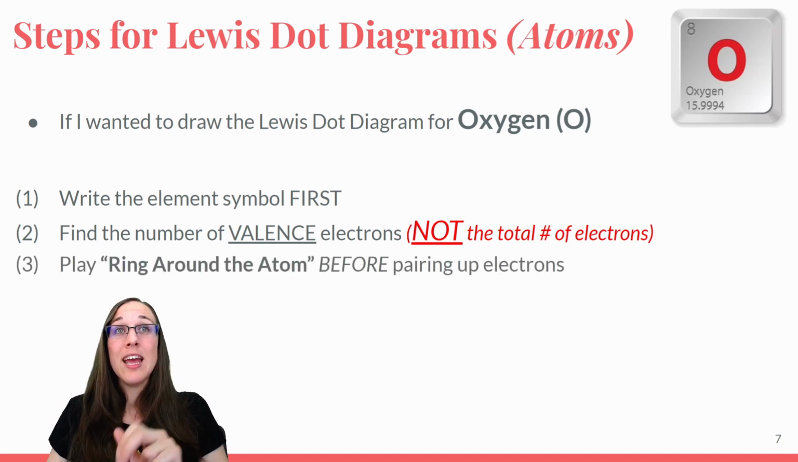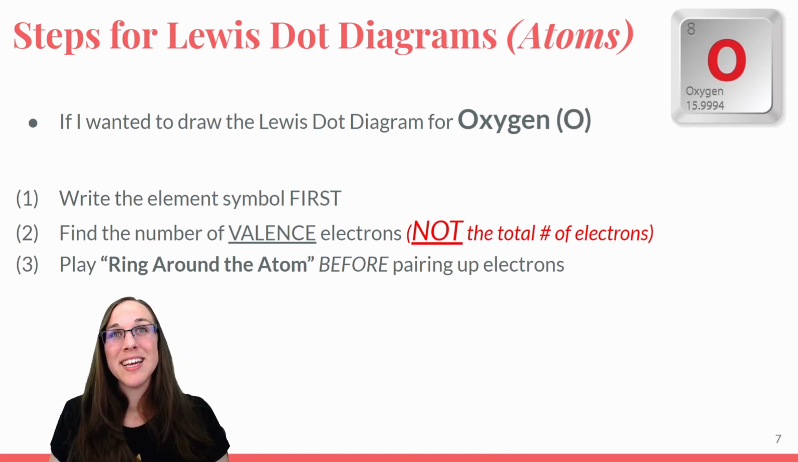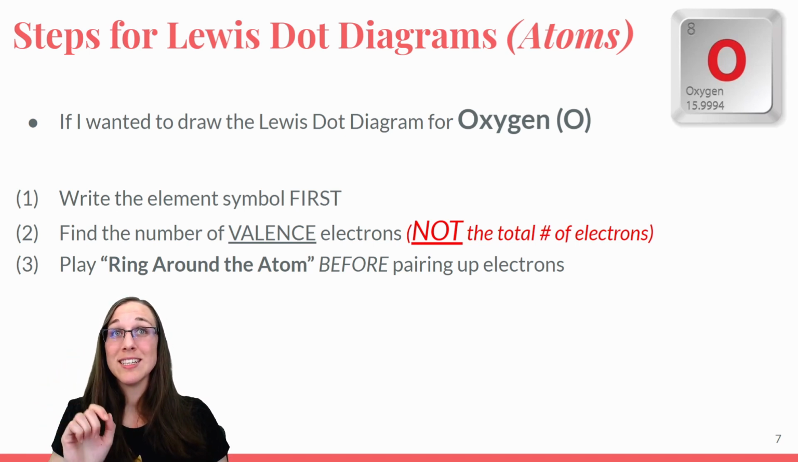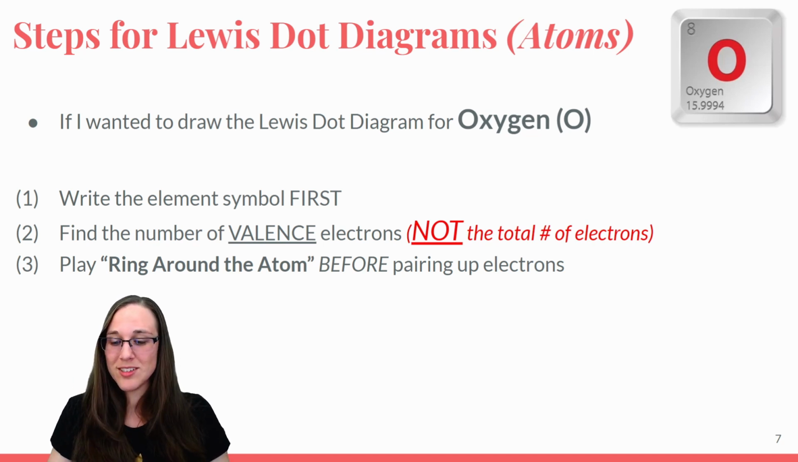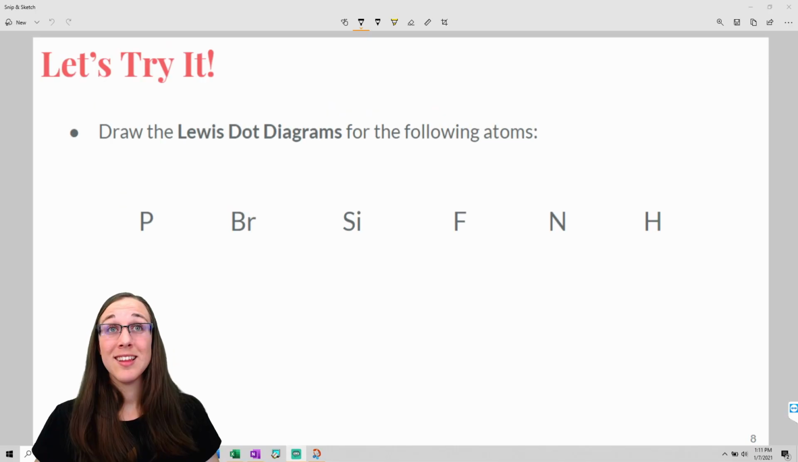Step 3. We now need to play ring around the atom, before pairing up electrons. So we go around first, 1, 2, 3, 4, then we go back for 5, 6 to pair up any lonely ones until we get to our total number of valence electrons. Let's go ahead and take a stab at it and try drawing the Lewis dot diagrams for phosphorus, bromine, silicon, fluorine, nitrogen, and hydrogen. Let's start with phosphorus.